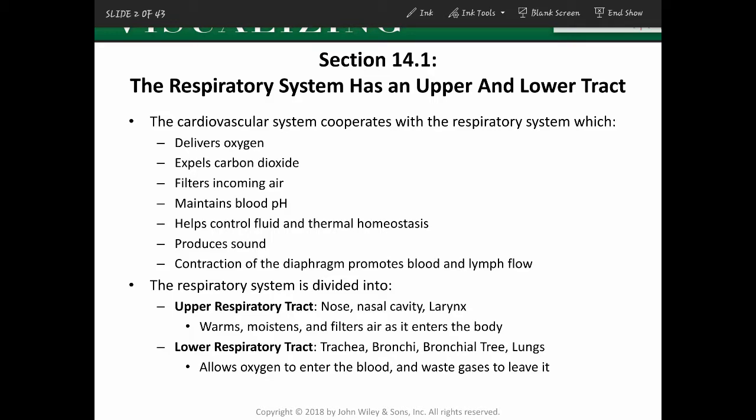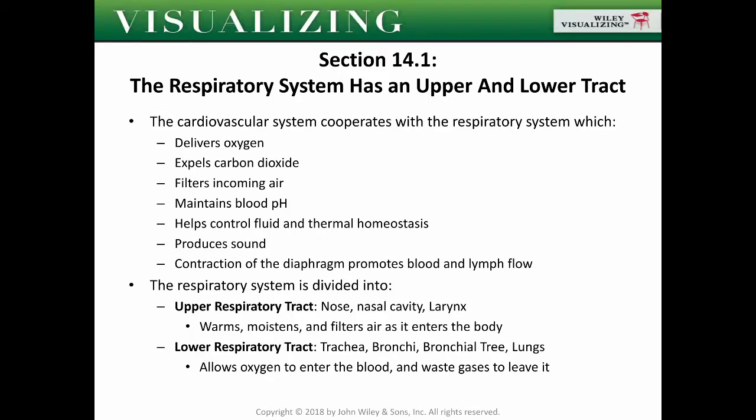And as for the fluid control and thermal homeostasis, it has something to do with the amount of moisture in the air. So when you breathe in air, your upper respiratory system moisturizes it, and the air we breathe out of course again has moisture. So that's partly fluid control, and for the thermal homeostasis, of course, our breath helps aerate our body, so it also expels excess heat.